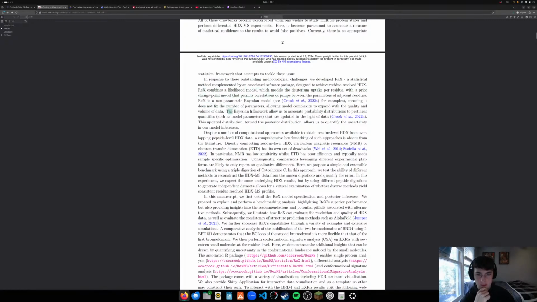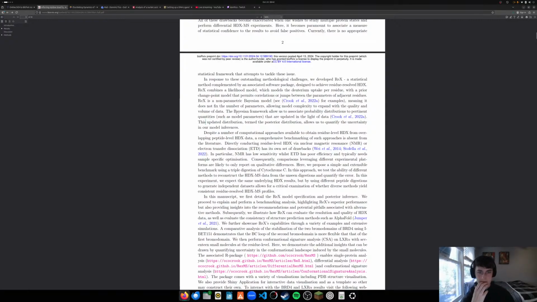Non-parametric meaning it does not fix the number of parameters, allowing model complexity to expand with the quality and volume of data. The Bayesian framework allowed us to associate probability distributions to pertinent quantities, such as model parameters, that are updated in light of data. This updated distribution, termed posterior distribution, allows us to quantify the uncertainty of our model's inferences.